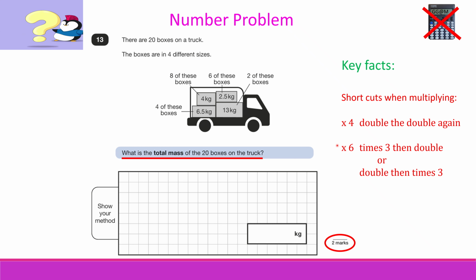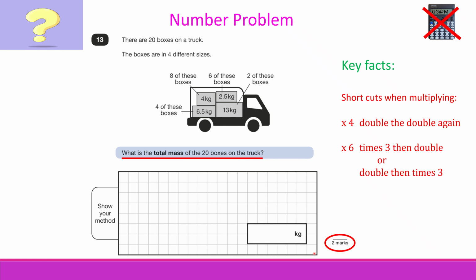So using these shortcuts to multiply, see if you can work out what the total mass of this truck is and then get your answer written down. Get yourself a pen and paper or use a whiteboard or a Chromebook, whatever you need to help you get the answer.